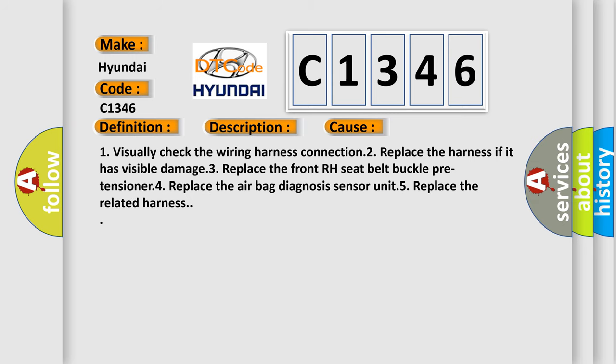This diagnostic error is resolved most often in these cases: 1. Visually check the wiring harness connection. 2. Replace the harness if it has visible damage. 3. Replace the front RH seat belt buckle pre-tensioner. 4. Replace the airbag diagnosis sensor unit. 5. Replace the related harness.